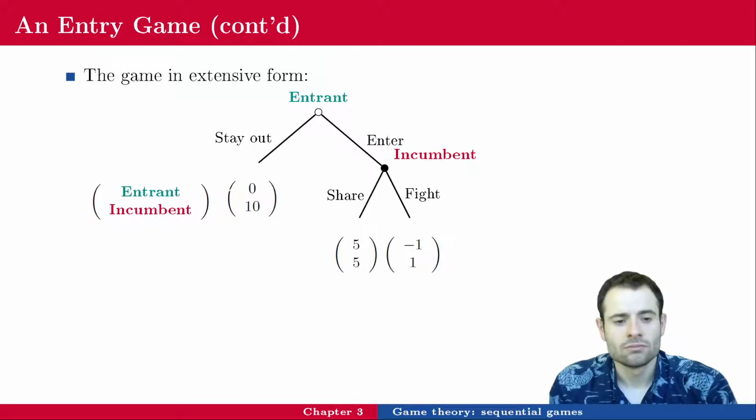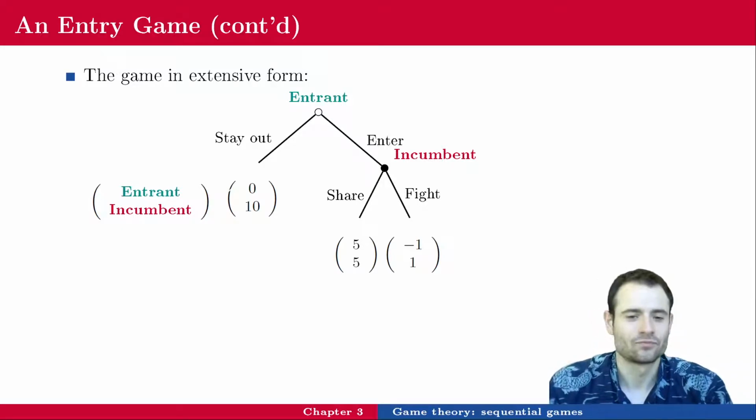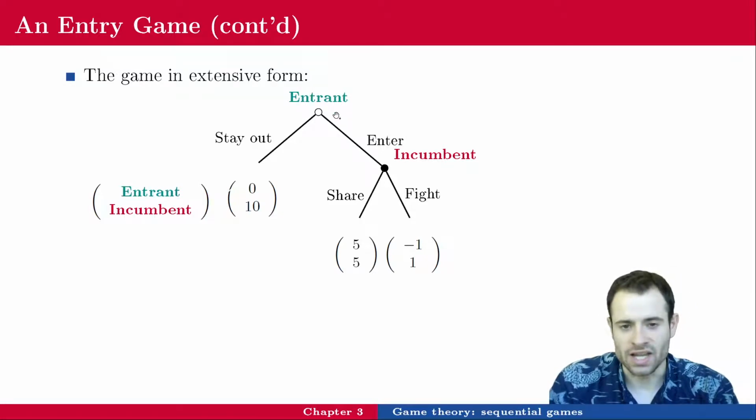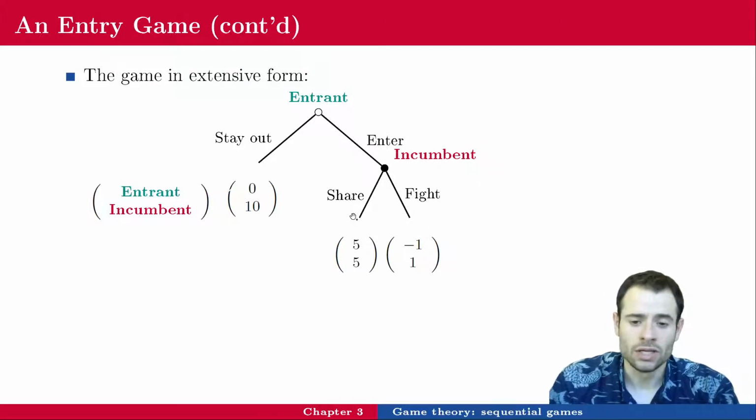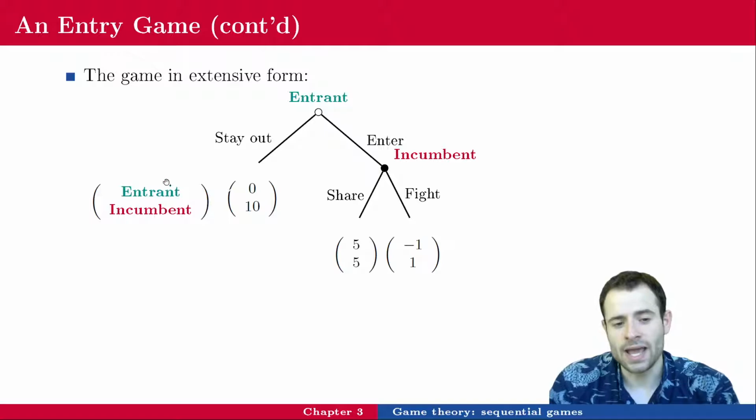So this is what the game looks like in extensive form. The entrant can enter or stay out, in which case, if he stays out, 0 profit for him and a profit of 10 for the incumbent. And then if the entrant enters, it is the incumbent's turn to play. He can share, in which case they both make a payoff of 5, or he can fight, in which case the entrant gets a payoff of -1 and the incumbent gets a payoff of 1.